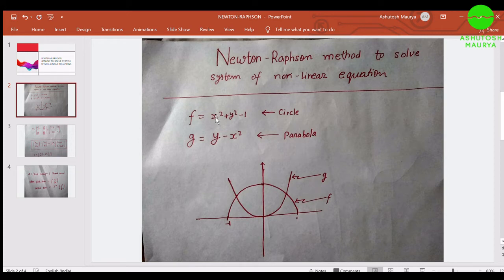f is a circle whose equation is x square plus y square minus 1, and g equals y minus x square, that is a parabola, and this is the circle. So let's solve our equation.